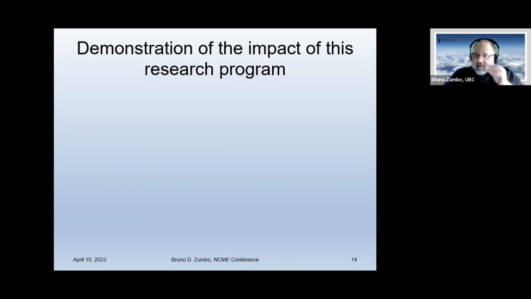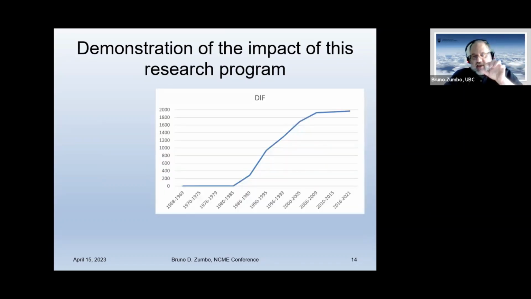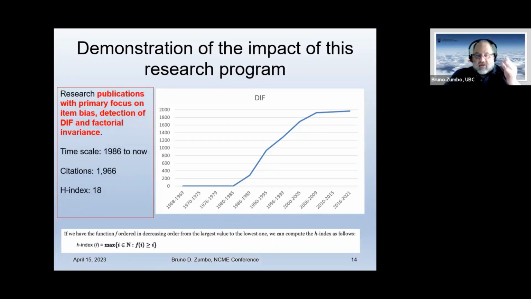This dwarfing idea will begin to appear here. So now you take a look at the work on DIF, invariance, factorial invariance, item bias. It starts around 1986, the very first paper I have, and it's actually a paper by Ron and Jane Rogers. His total citation here is just under 2,000. It's an H-index of 18, which is just one sliver of Ron's work.